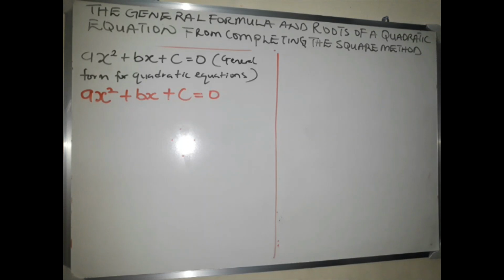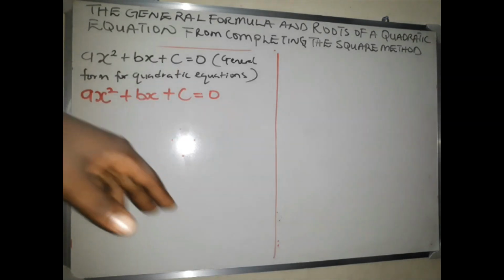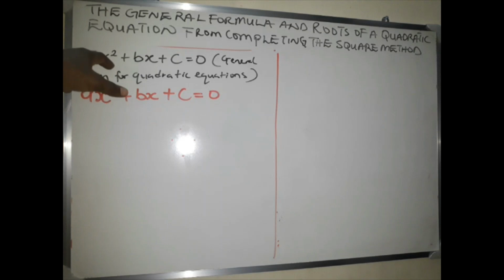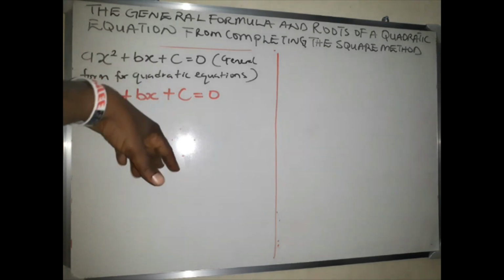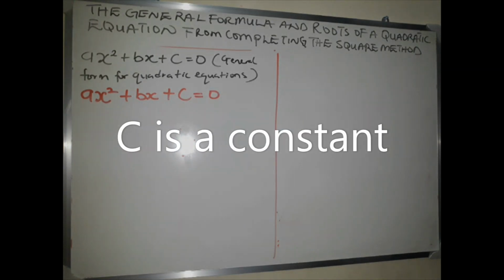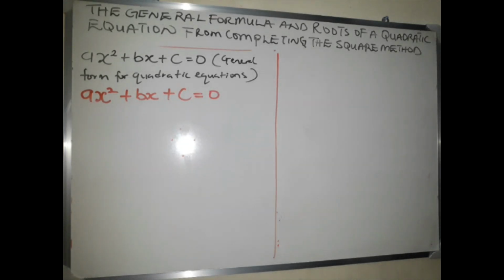Now if we go to the board, you can see that the general form for quadratic equations is written there. We have ax squared plus bx plus c, and we all know what they all mean. a and b are coefficients of x squared and x, while c is the constant of the quadratic equation. So now, how do we obtain the general formula from this general form? I've rewritten it again: ax squared plus bx plus c is equal to 0.